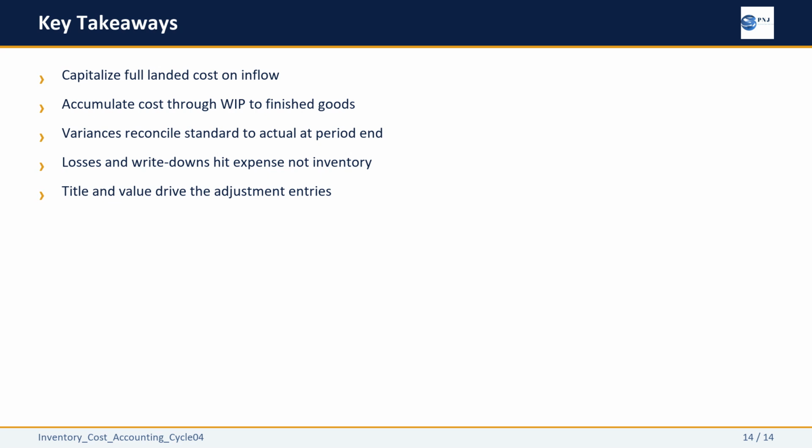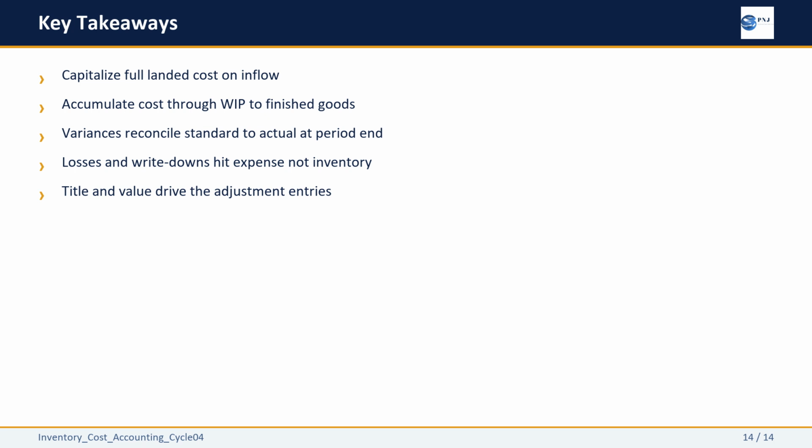Let's pull it all together. Inflow entries capitalize the full landed cost, so inventory starts out at its true value. Production entries accumulate materials, labor, and applied overhead in work in process, then transfer finished cost to finished goods, and finally to cost of goods sold at sale.